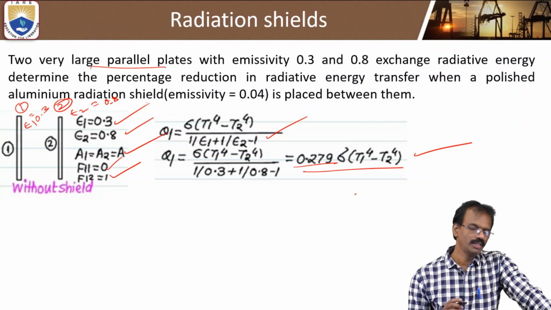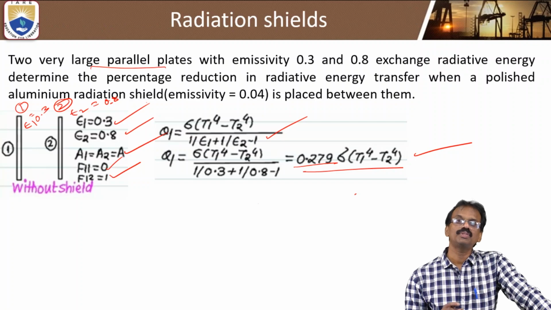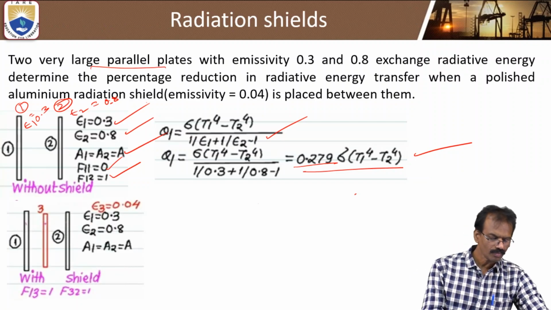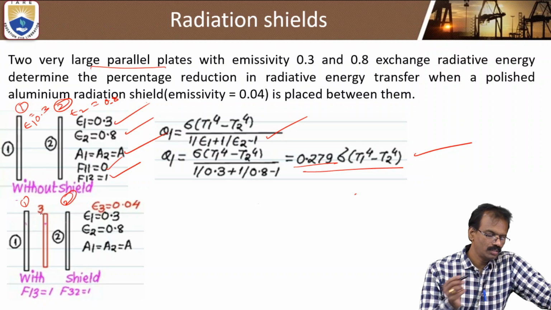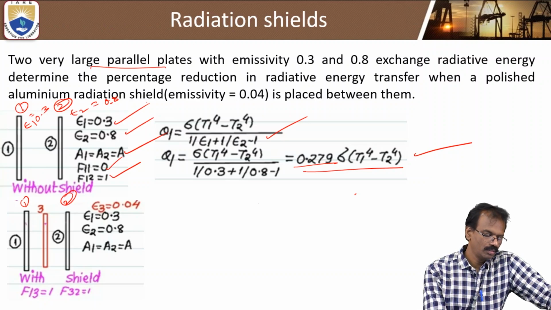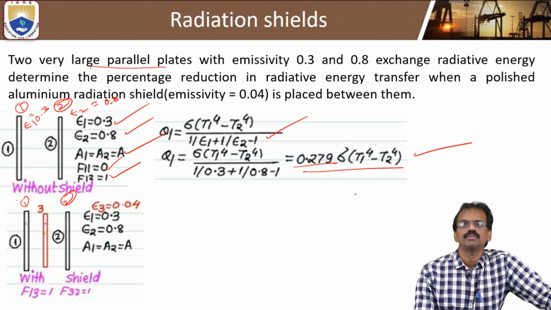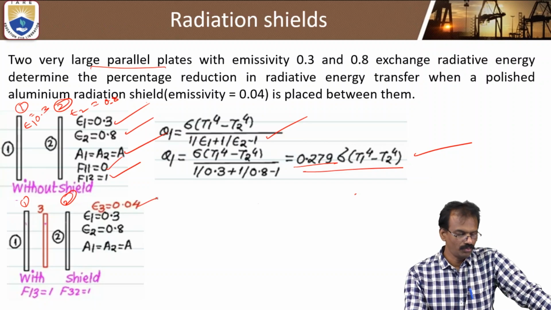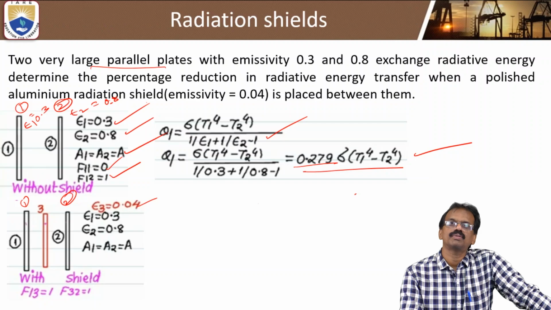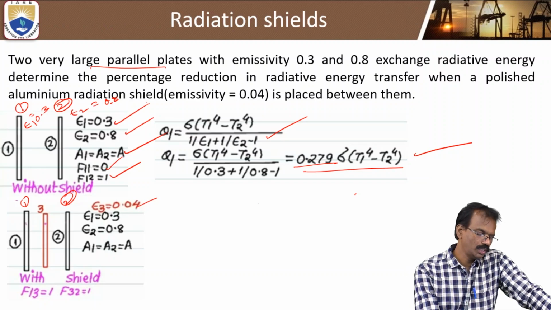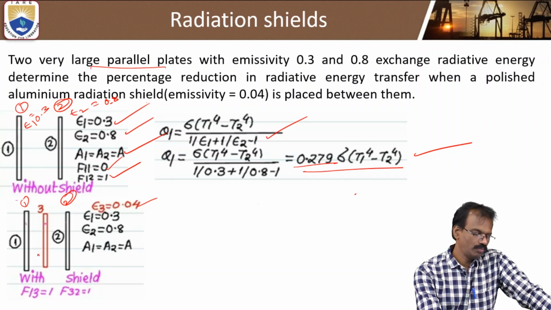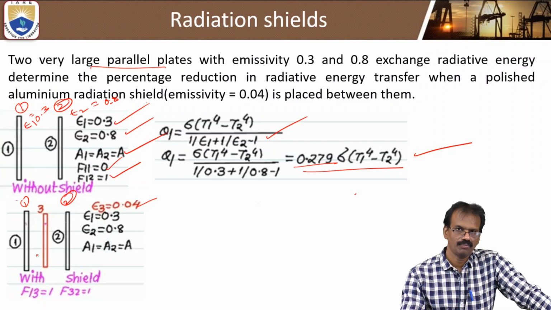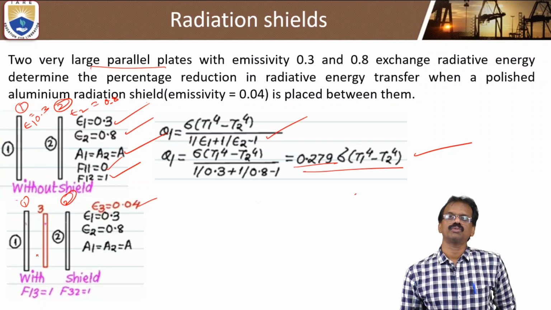Now we'll see the radiation between the two plates with shield. One shield is placed between plate 1 and plate 2. The emissivity of the shield, epsilon 3, is equal to 0.04. The remaining are the same: epsilon 1 is 0.3 and epsilon 2 is 0.8. Areas are the same. Then F13 is equal to 1 and F32 is also equal to 1, because F11 plus F13 is equal to 1 and automatically F11 is equal to 0.